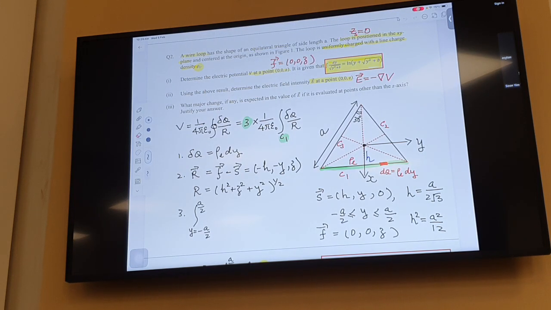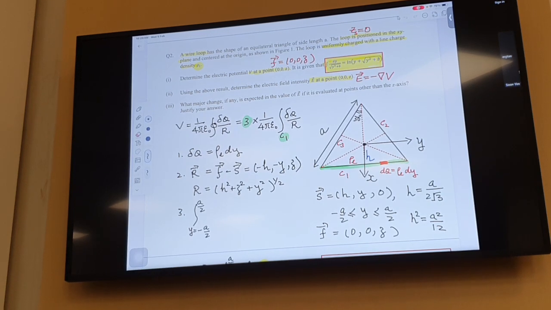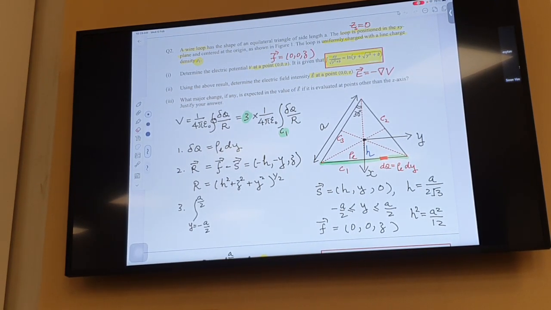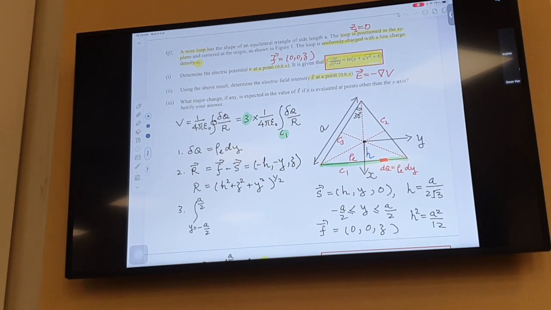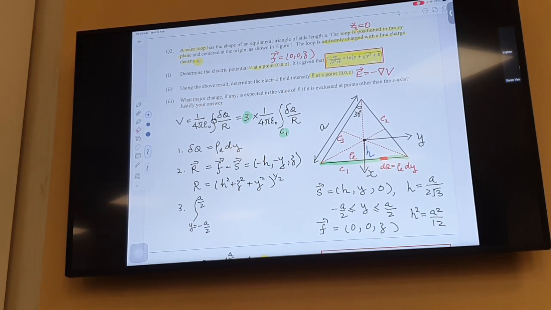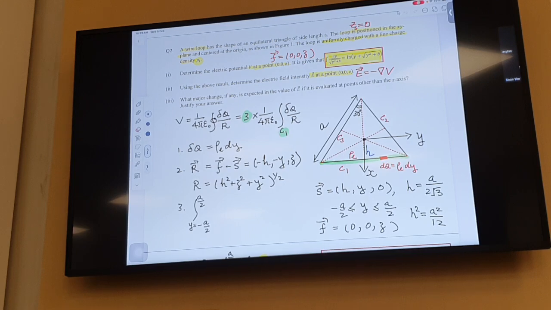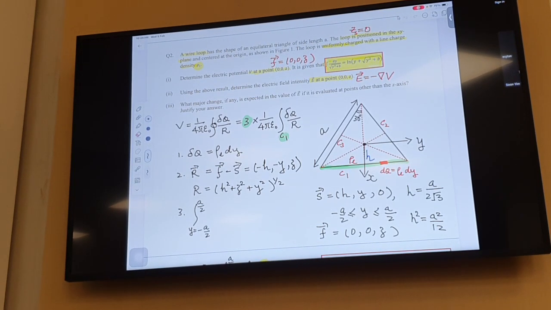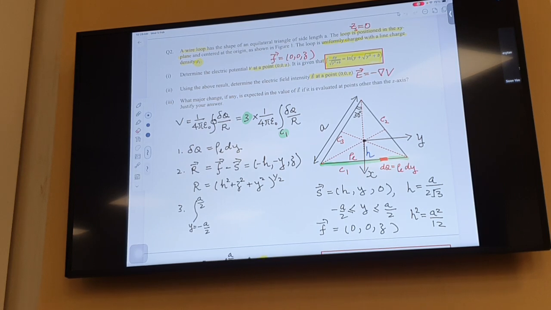Okay, now, just to repeat, we have this situation now. We have this equilateral triangle. I redrew it. The loop is positioned in the xy plane, so the source point z is equal to 0. You are asked to calculate at the field point 0, 0, z. You are given the integration formula here. And the charge is along the wire, so delta Q is rho L dy.